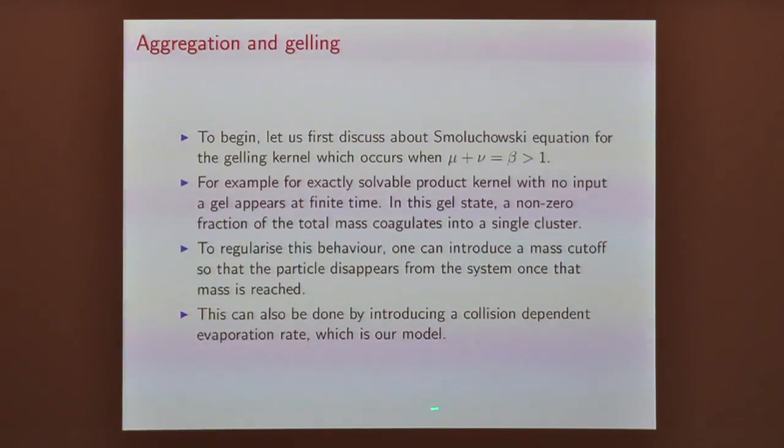Otherwise, you can also introduce a collision dependent evaporation rate. So when the particles collide, there is a probability with which the particle can evaporate from the system, and that essentially introduces a mass cutoff, as we will see. So this is our model.